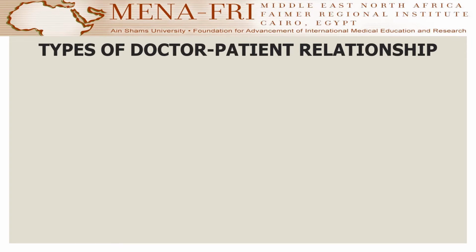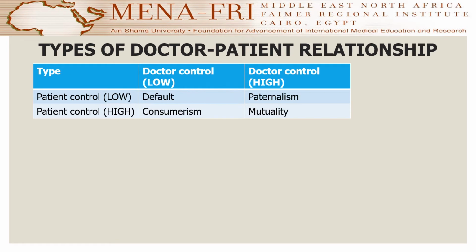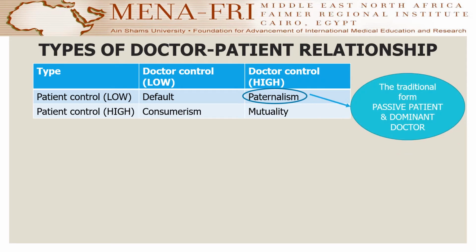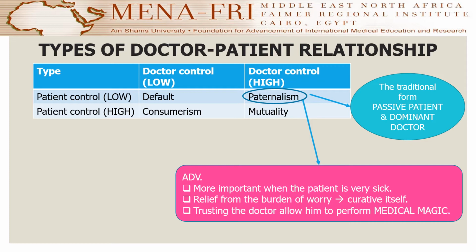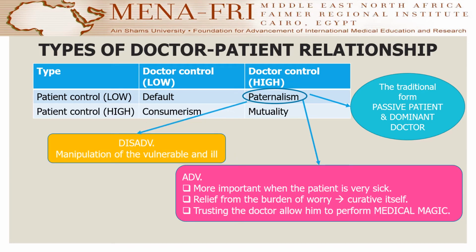Doctor-patient relationships are classified into types according to the doctor control and the patient control, whether high or low. Let's start with the first one, in which doctor control is high and the patient control is low. It's called paternalism, and this is the traditional form in which the patient is completely passive and the doctor is the dominant part. This type has many advantages, as it is more important when the patient is very sick, and also relief of the patient from the burden of worry. This feeling itself is curative. And the most important advantage here is trusting the doctor. Trusting gives him the opportunity to perform medical magic. But the disadvantage of this type is manipulation of vulnerable and ill patients.